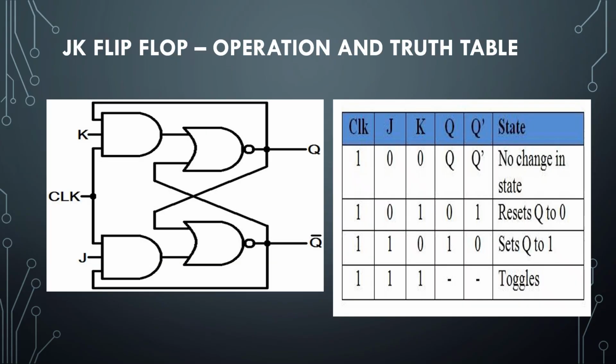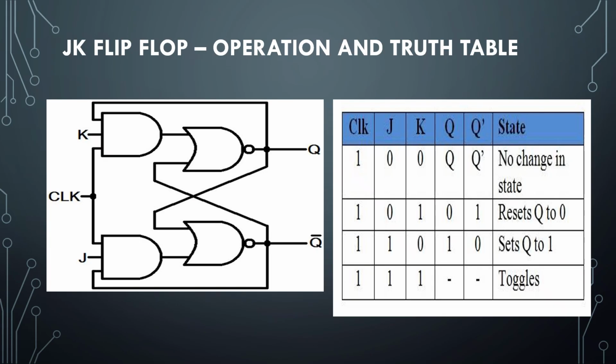Let's now look at how the JK flip-flop works in detail. Just like the RS flip-flop, it has two inputs, J and K, along with a clock signal. But unlike RS, the JK flip-flop eliminates the undefined or invalid state we saw earlier. This truth table on the slide shows how it behaves.